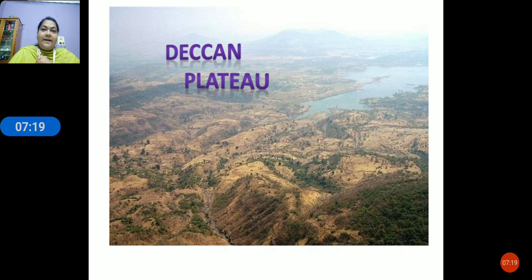And who divides the plateau into two parts? It's the river Narmada. Always remember that the river Narmada divides it into two parts, that is the Central Highlands and the Deccan Plateau. The Central Highlands lie in the northern part, and the Deccan Plateau is the southern part. So let us see next.